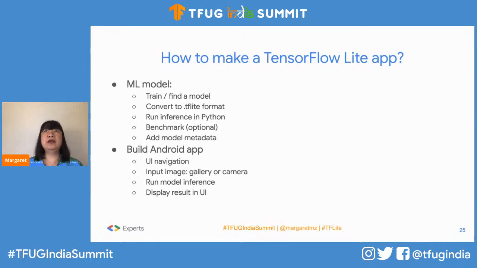So how do we make a TensorFlow Lite app? First you train a model or find a model, then you convert it to the TF Lite model format, then you run the inference in Python, and then you can optionally run the benchmark to get an idea of how the TensorFlow Lite model would perform on your mobile devices. And you can add the model metadata, which enables easier model import into your project code via Android Studio.